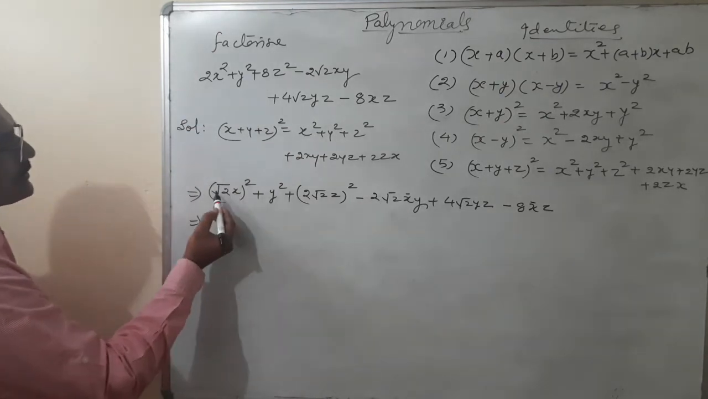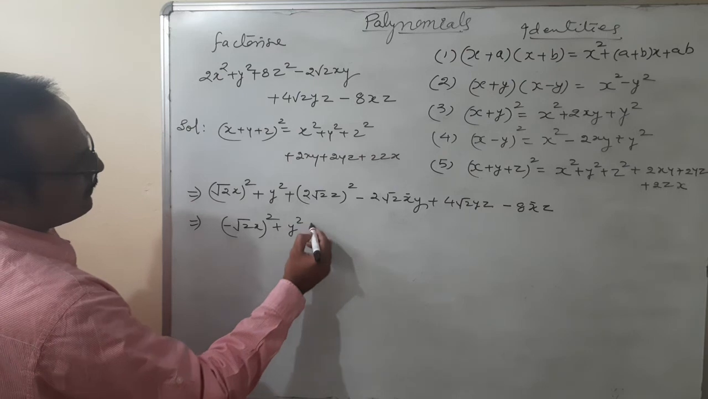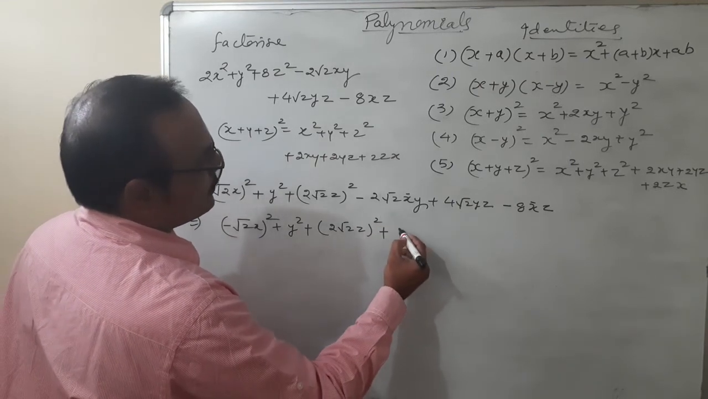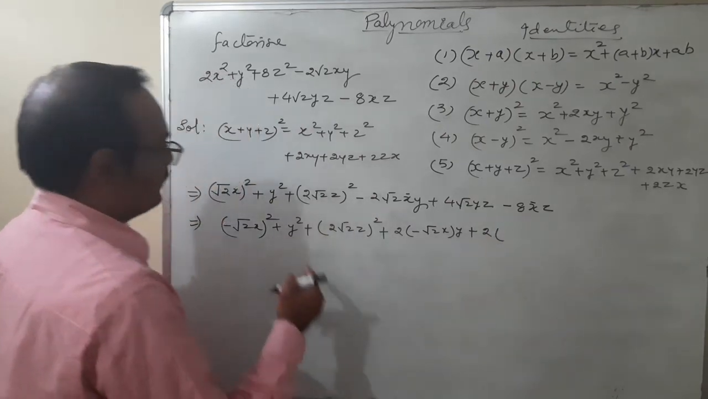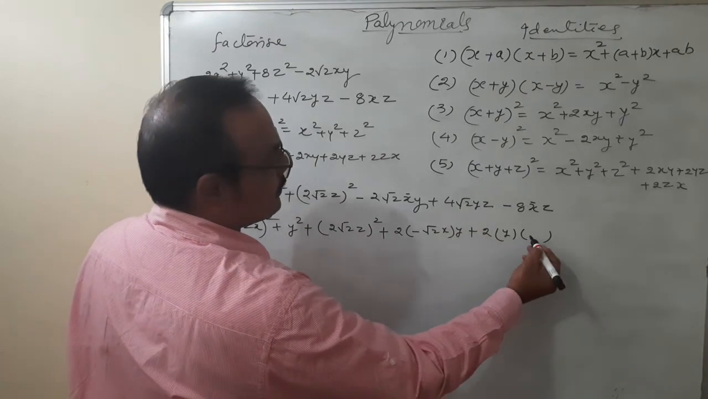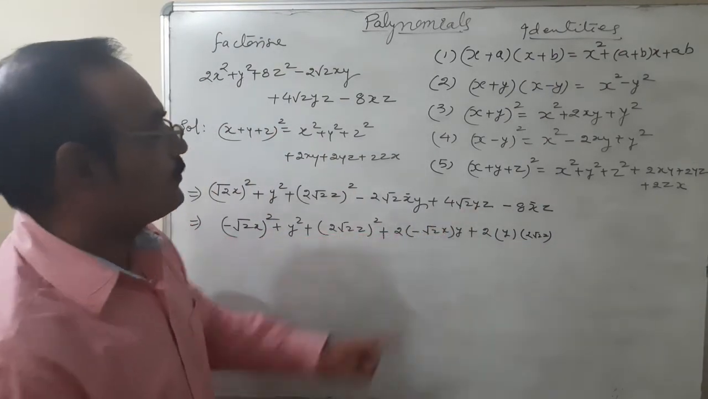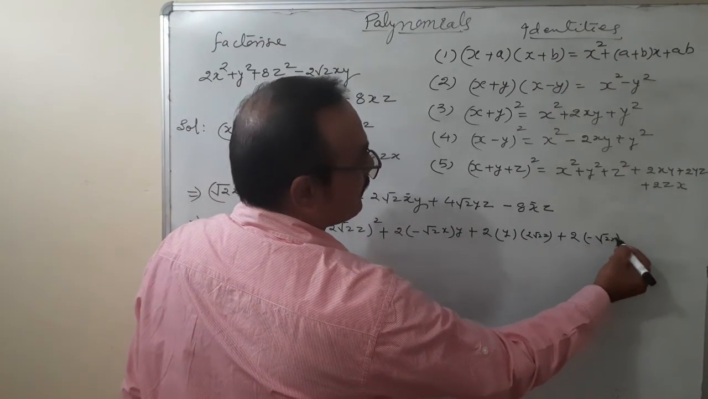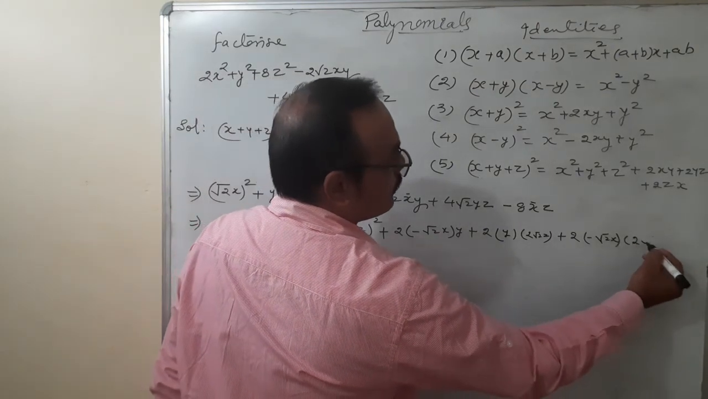So x is negative, that means I write minus under root 2x whole square, no change in the meaning, plus y square plus 2 root 2z whole square, plus 2 in bracket minus root 2x, negative x, y positive, plus 2 times y as it is, and in place of z, 2 root 2 z. You can see 2 2s are 4 root 2 yz. This is 4 root 2 yz. And plus 2, minus root 2x and z, what is z here? Z is the third term, 2 root 2 z.